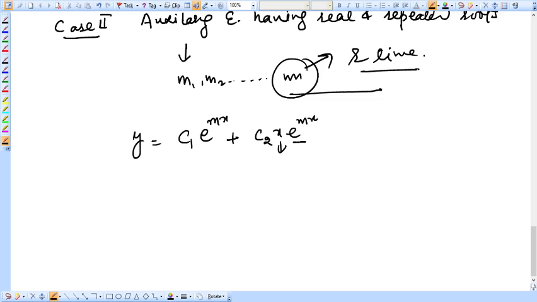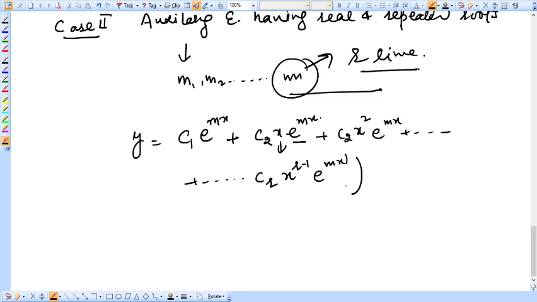Then plus c3 x square e raised to power mx, and so on, up to cr x raised to power r minus 1 e raised to power mx, because it is repeating itself r times. There we are going to get r terms, then the rest of the roots follow. So let us look at this case with the help of an example.